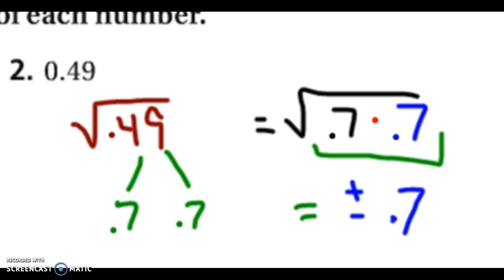On problem number 2, I'm finding all the roots. So I factor 49, and that's 7 and 7. I have 2 numbers after the decimal, that's how I got 0.7. My index is not shown, so it's 2. I'm taking sets of 2 out, so I have 2 0.7s. That's how I get plus or minus 0.7 because it said all the roots.